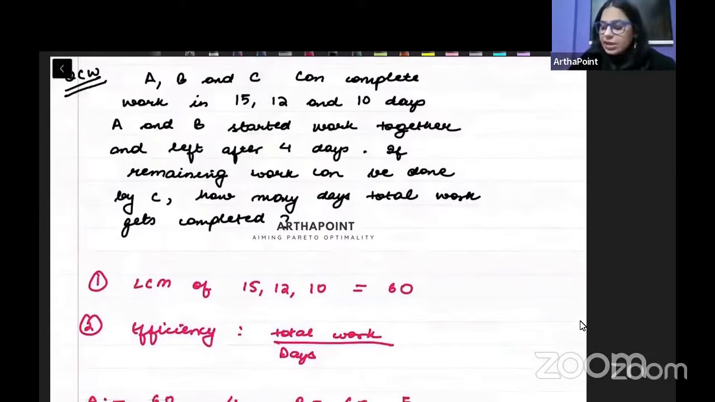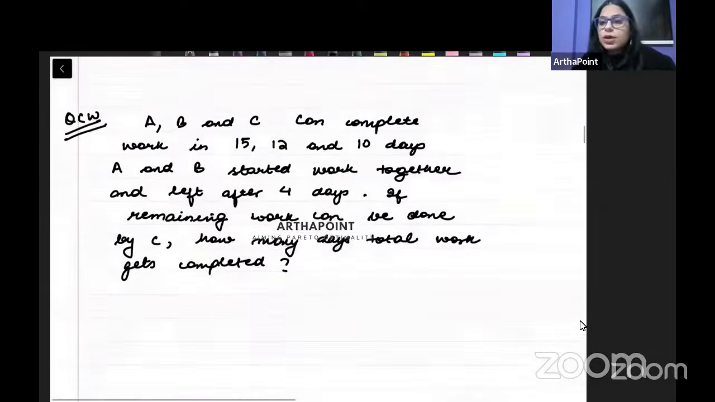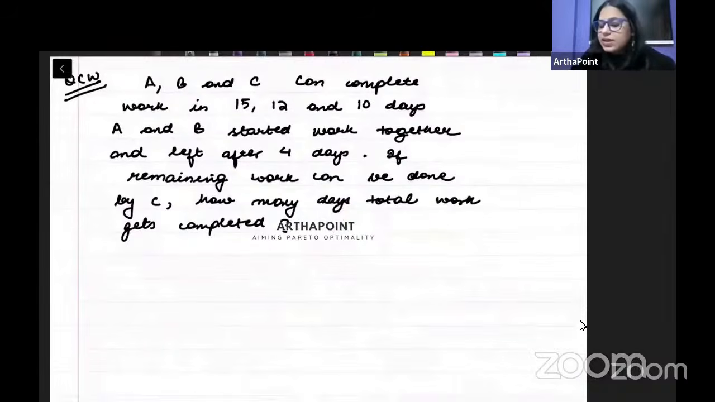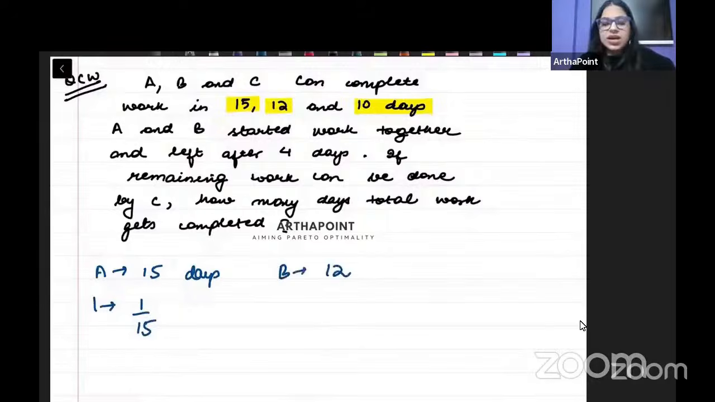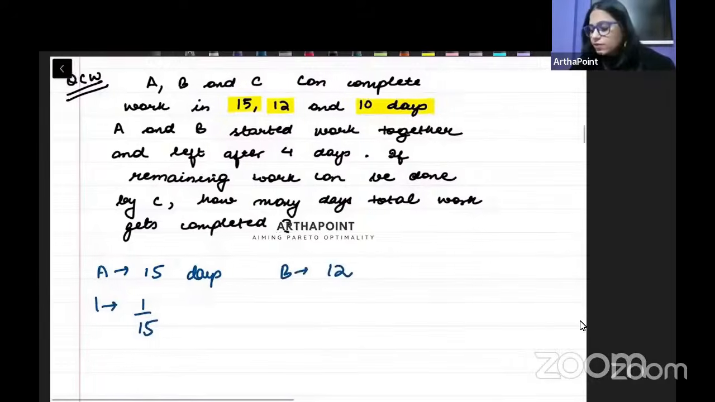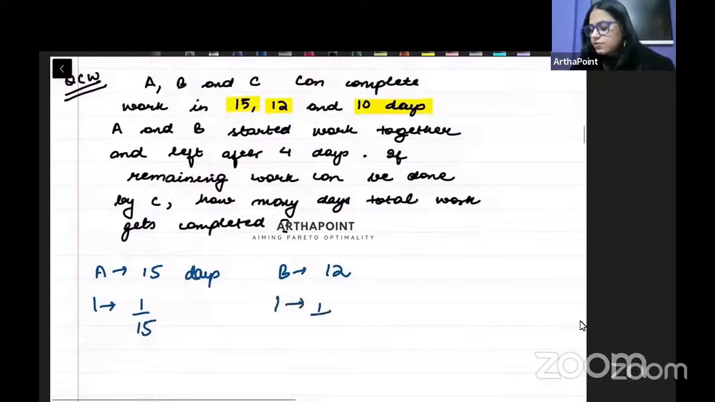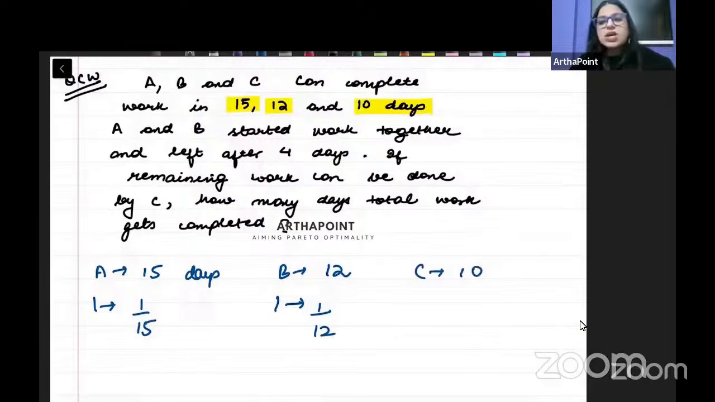So this is A, B, and C. Read the question carefully. A, B, and C complete work in 15, 12, and 10 days respectively. So A is taking 15 days to complete the task. How much can he do in one day? 1/15. B is taking 12 days to complete the task. How much work can he do in one day? 1/12. C is taking 10 days to complete the task. How much work can he do in one day? 1/10.